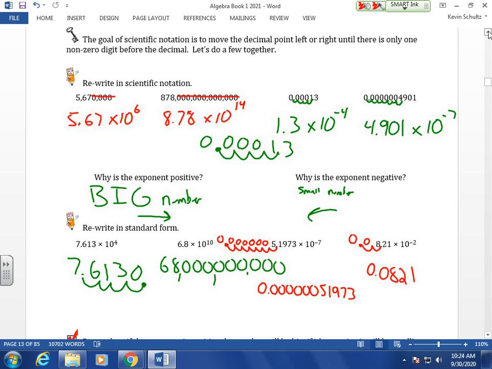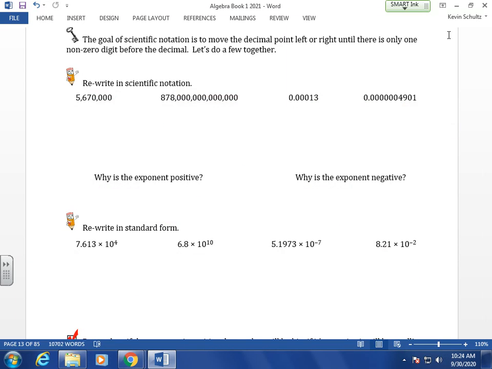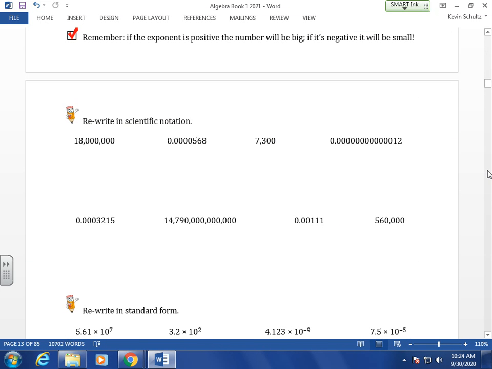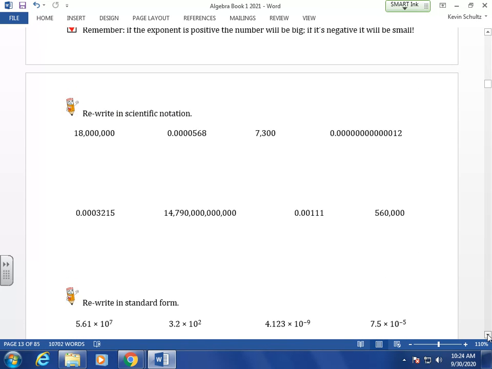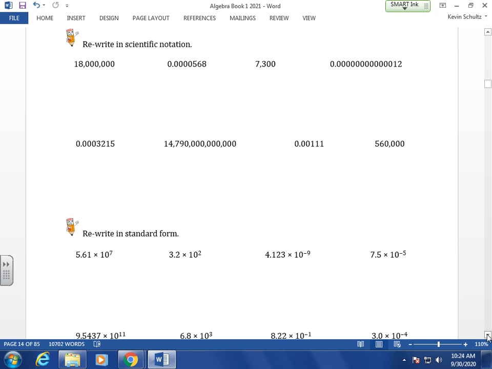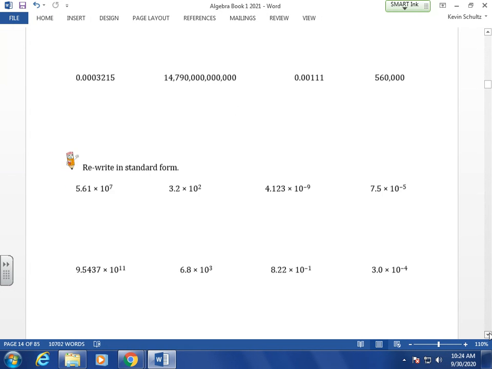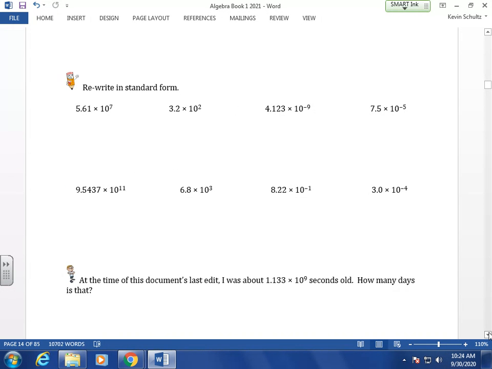Questions on scientific notation? Again, basically used to write very large, very small numbers in a little bit more concise way. Your homework is, I believe there's a second side to this. Yes, rewrite in scientific notation. You've got 8 of them to do there. They're written in standard form. You need to write them in scientific notation. Then rewrite in standard form.